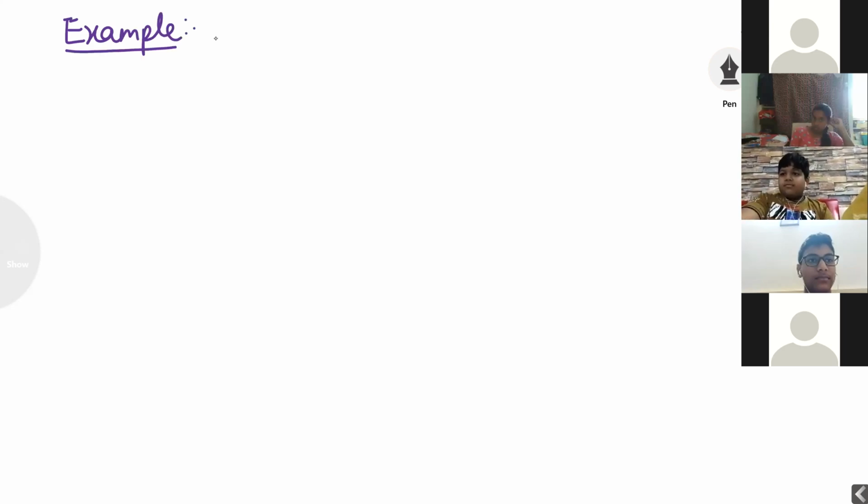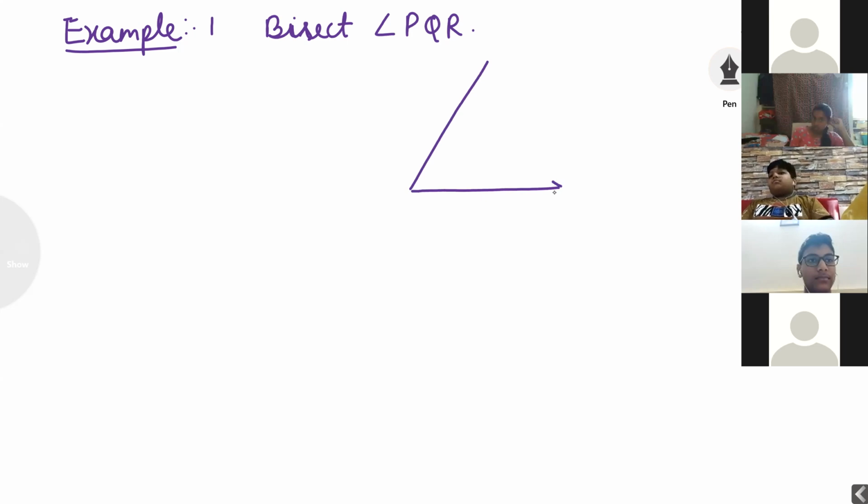Example first. Note down example first. Bisect angle PQR. This angle they have given, we want to bisect this angle.